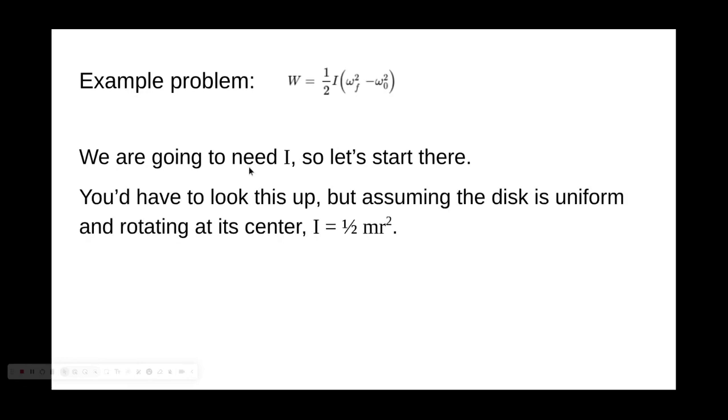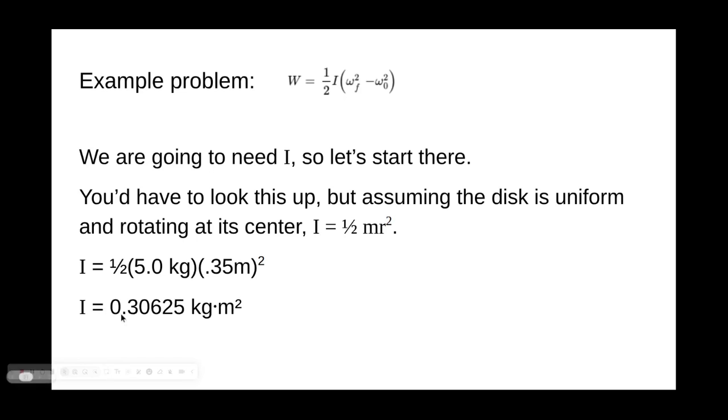Now in this case, we'd actually have to look that up. It's going to be 1/2 mr squared. On the AP test, they would give this to you, but we're going to have to look that up, and that's what it is on your sheet. So let's substitute that in, and we get 1/2 times 5, that's the mass, times 0.35, that's the radius. Don't forget to square that. So the moment of inertia is 0.3 kilogram meter squared.